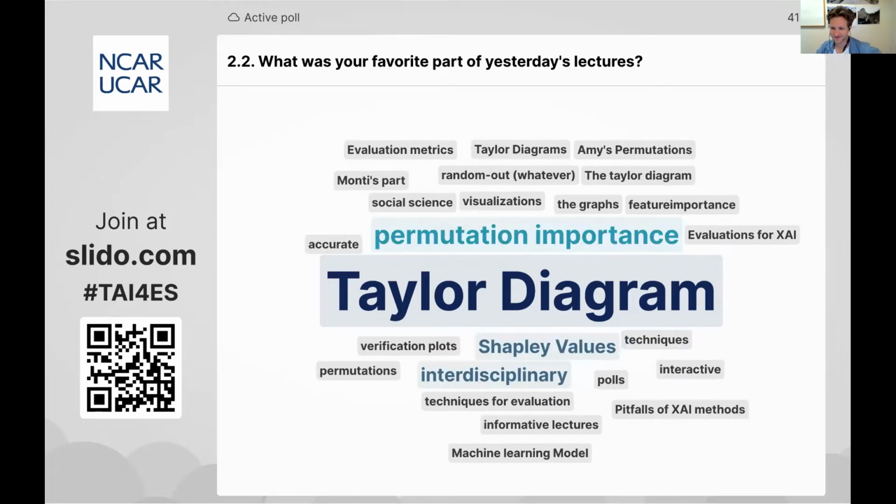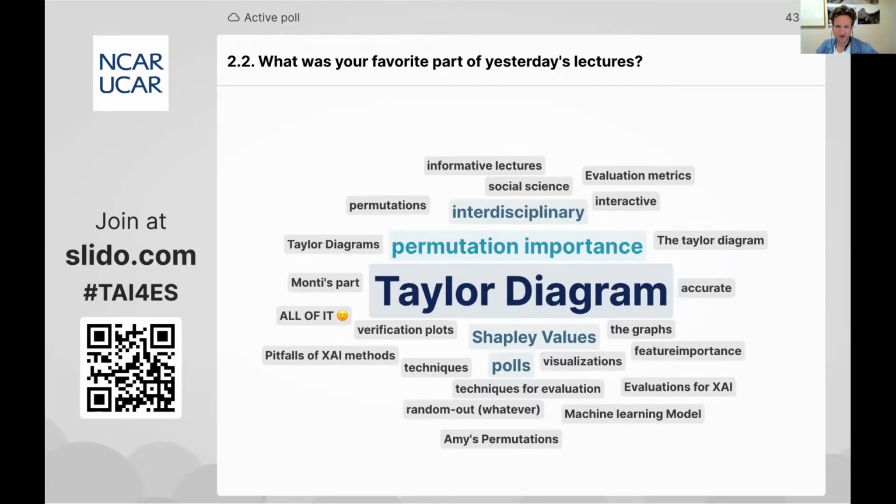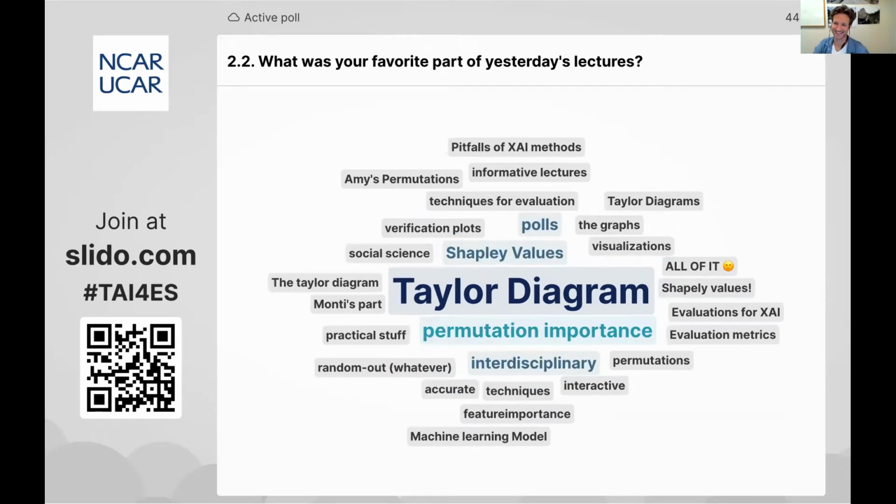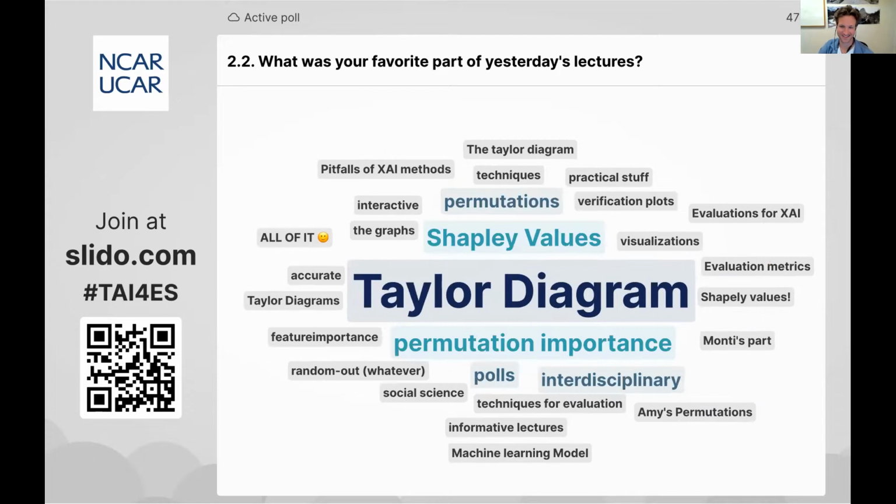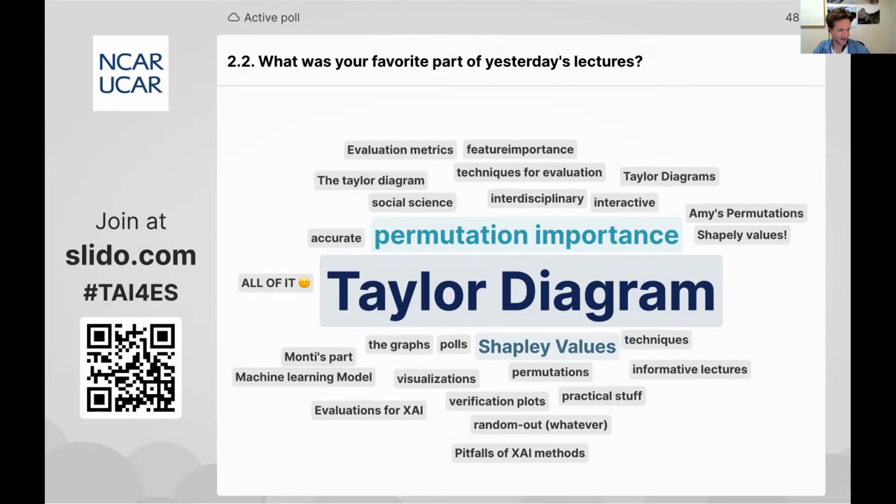All right. Awesome. The polls. Okay, good. All of it. That's an awesome one. You guys put an emoji in the word cloud. That's great. Okay. Looks like everyone's getting warmed up.